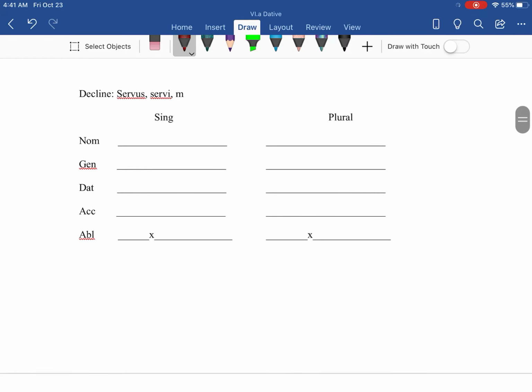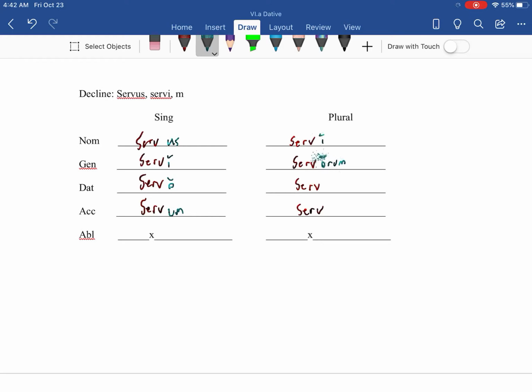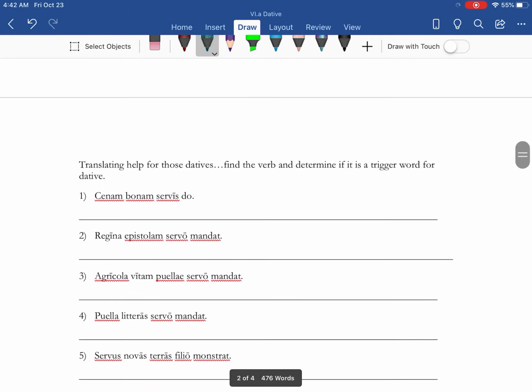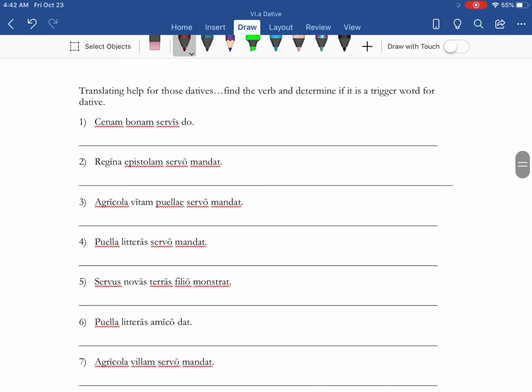All right. Now on this guy, again, I'm going to give you the stem. And we'll work on a mnemonic, something to remember all these endings once we get to ablative. So seeing these guys in sentences, find the verb, there's our verb, and it just happens to be a trigger word for dative. So we should be cognizant or aware that a dative is coming.